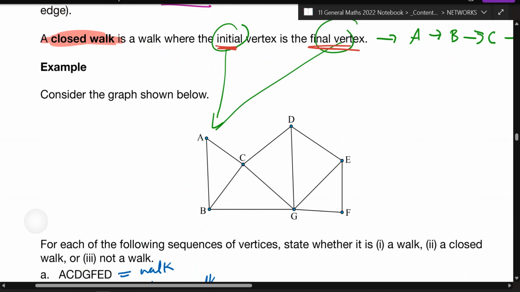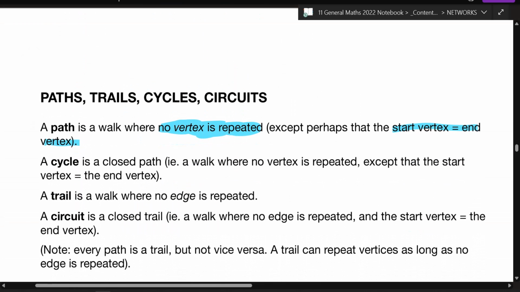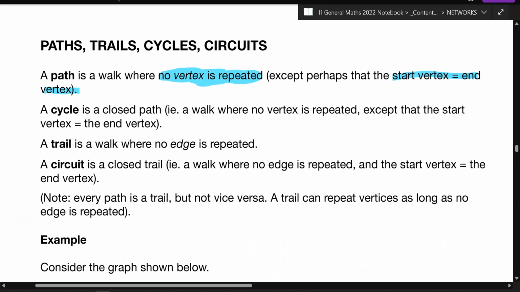So if I go here, for example, if I start at A, and then I go to B, then C, and then C, then A, and then go down to B, then back to A, that can't be a path. Yeah, you can't repeat. You can't go back to the same vertex except if it's the start and end. Okay, we'll look into more examples of this. A cycle, okay, is the same as a path, okay, but you have to start and end at the same place. Okay, so it's the same as path, but it's closed.